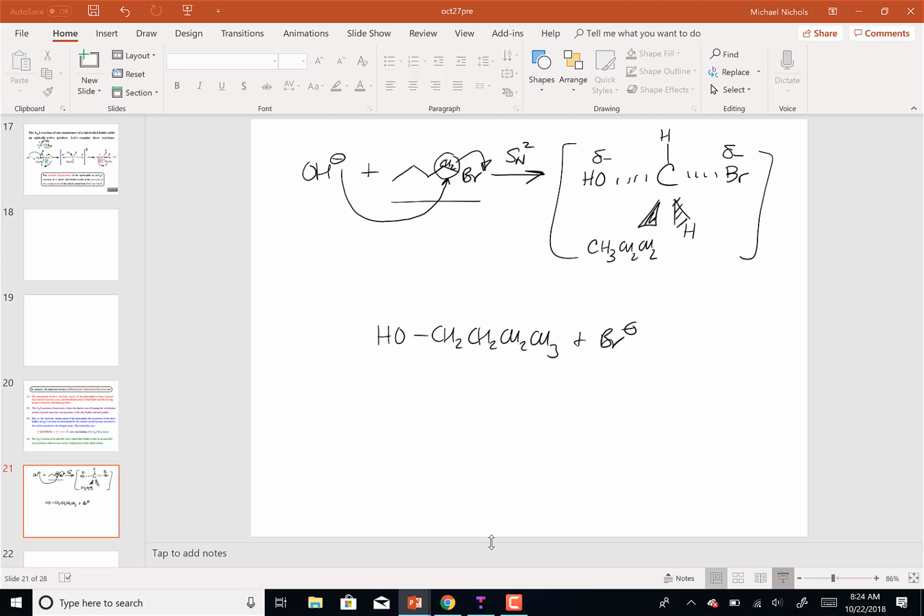So these are really easy mechanisms to write. One step with the transition state, and you'll always have to write this transition state. So that's how we write the transition state for an SN2 mechanism.